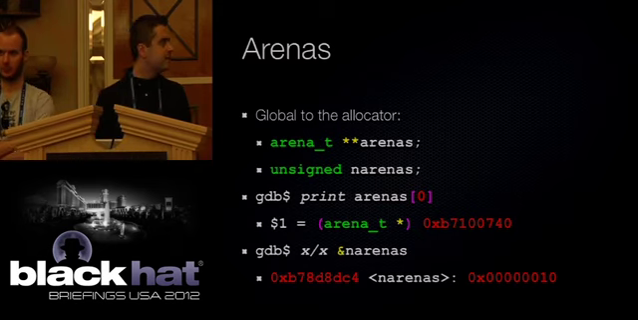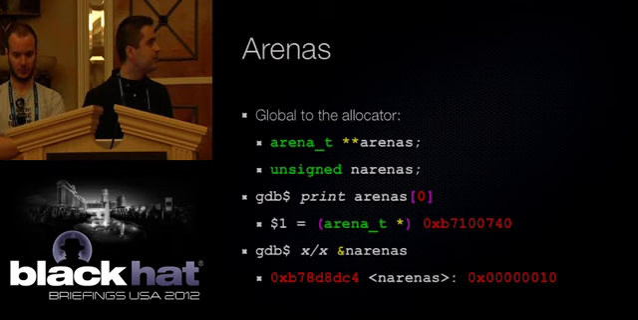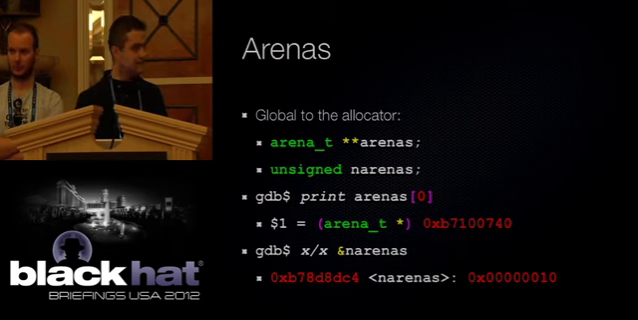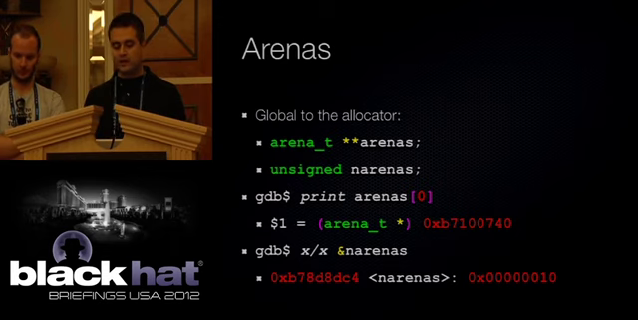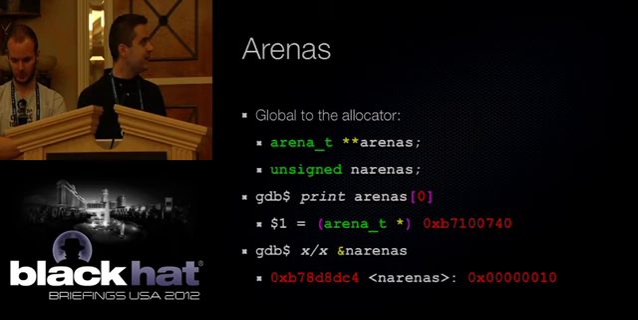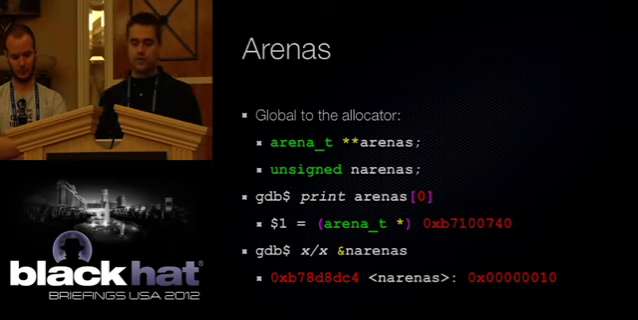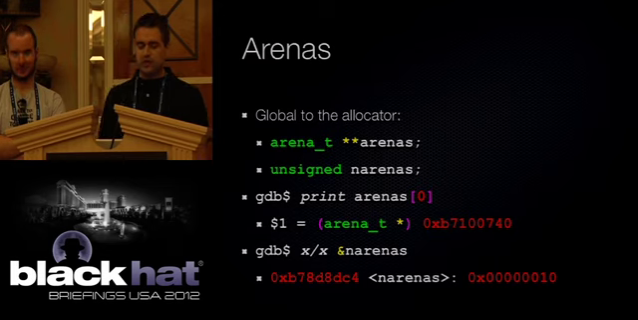Okay, so that's a small output from a debugging session. You can see here that there is an array that stores references to arenas, and you can see here that we print the first arena, which is this one, and also the number of arenas, which in this case is 16, because we're working on the standalone version of Jemalloc on a system with 4 CPU cores.